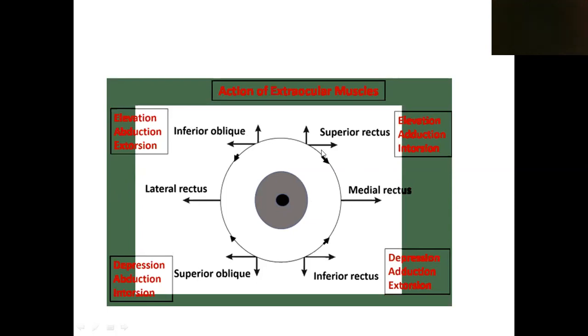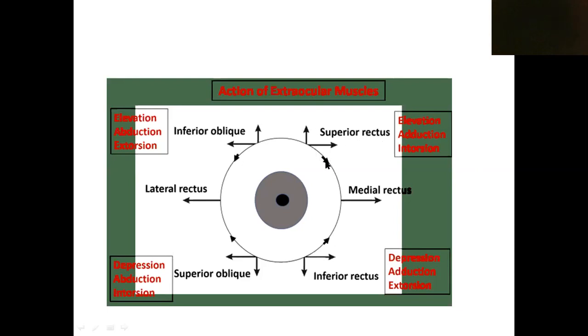For the superior rectus, this arrow is towards the nose, towards the midline. So listen once again. This arrow represents the movement towards the midline, which means it adducts the eyeball. This upward arrow represents elevation of the eyeball. So superior rectus adducts and elevates.